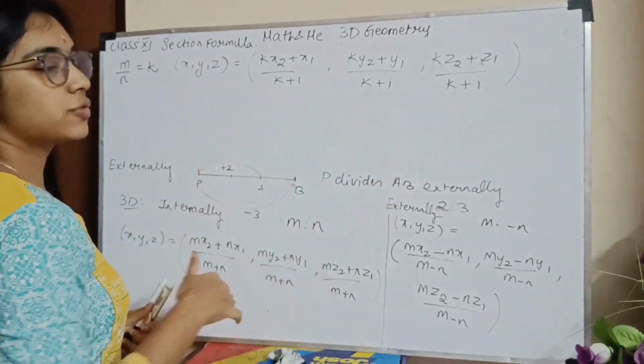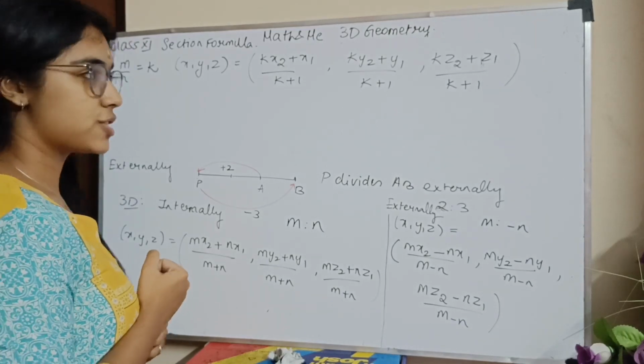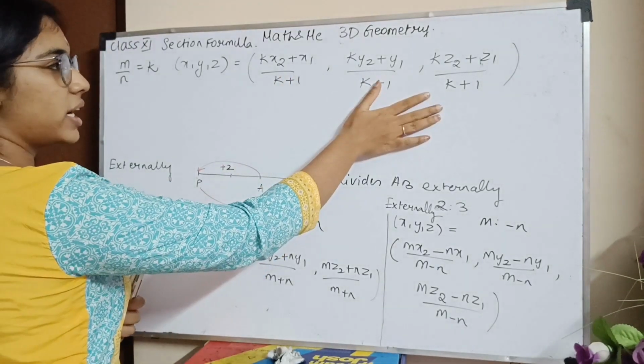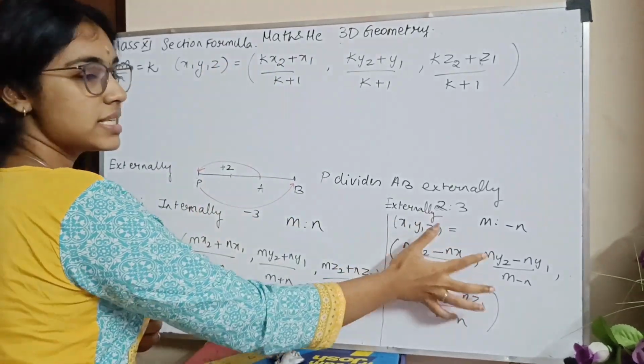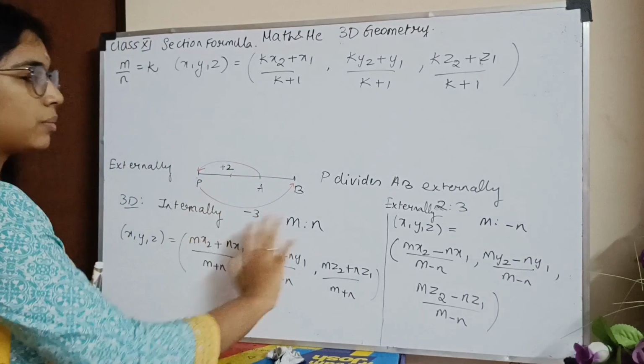We'll use all these formulas to solve the examples and exercise questions. Remember, the general formula with k, this one is with m and n internally, and this one is with m and n externally. Remember these three formulas.